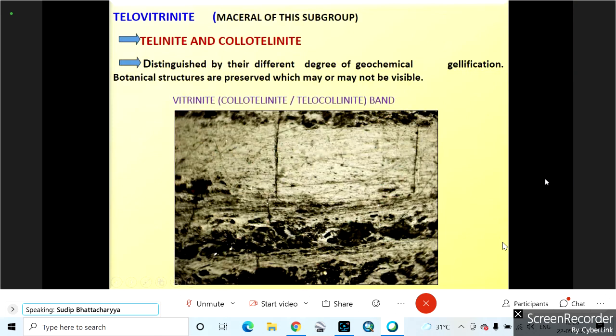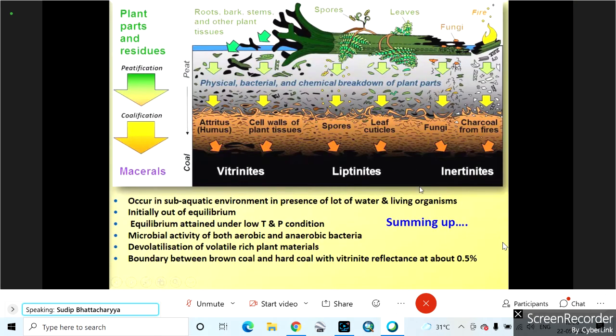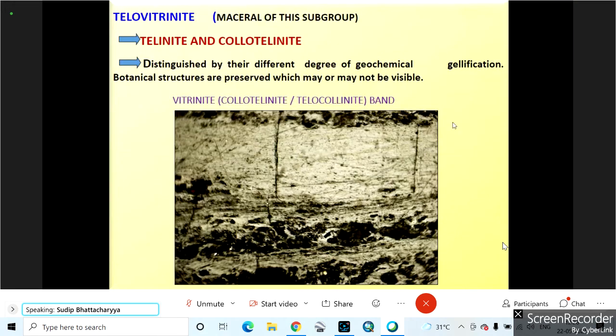Inertinite, then liptinite, which is rich in lipid, and vitrinite, which is the main thing, coming from the cell walls of plant tissues. So the main thing is our vitrinite, and it has a reflectance value, called vitrinite reflectance, which gives you the rank determination of that coal. I am not going into that detail. So this is the vitrinite; just see the diagrams. Different names are there.